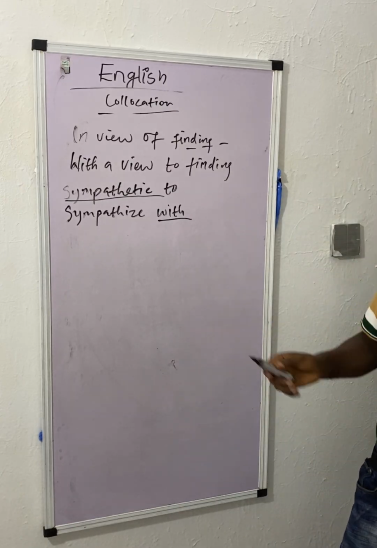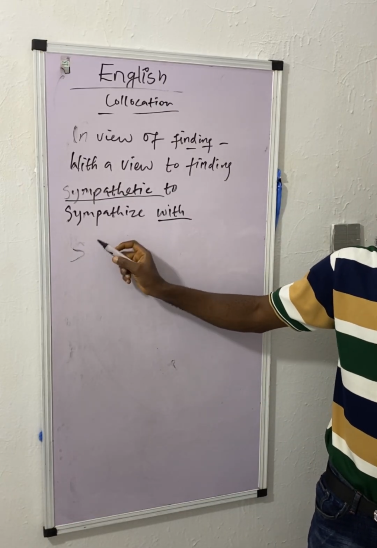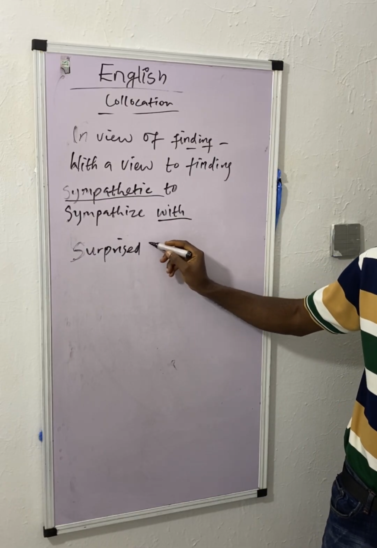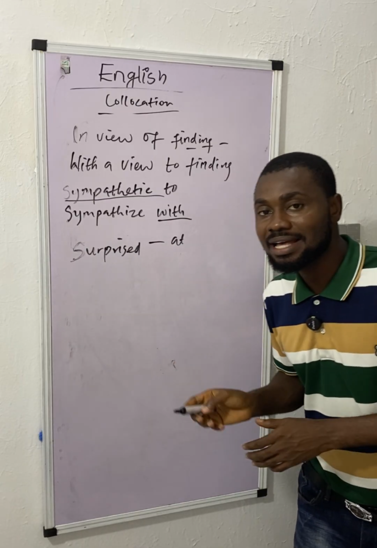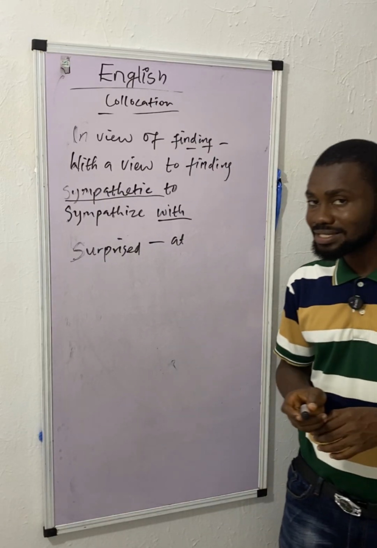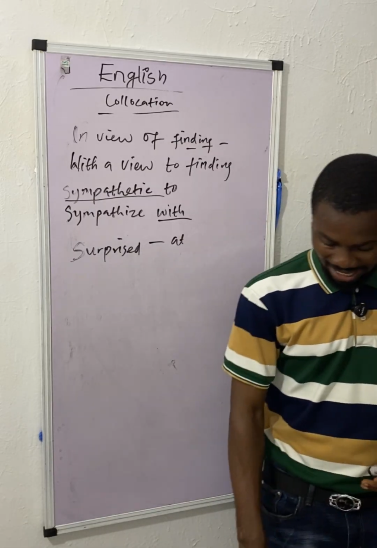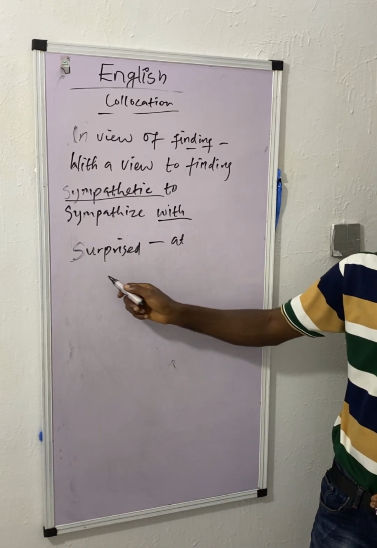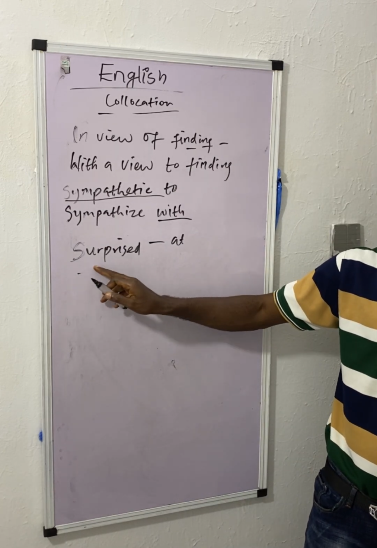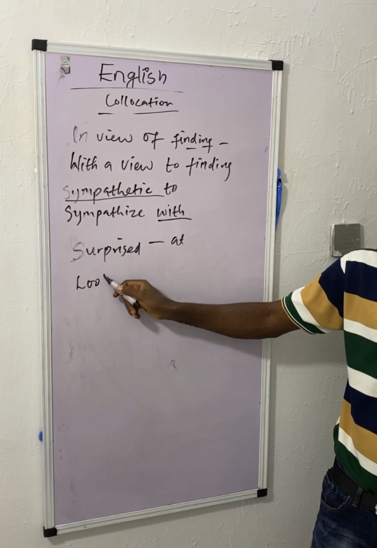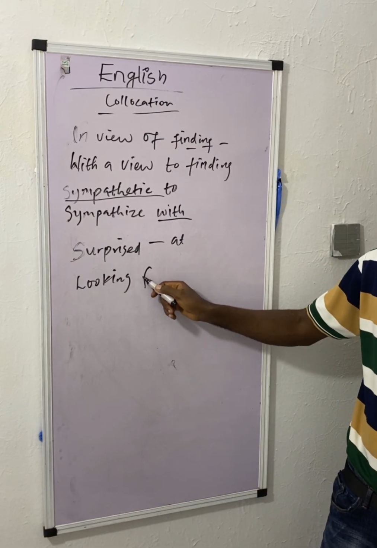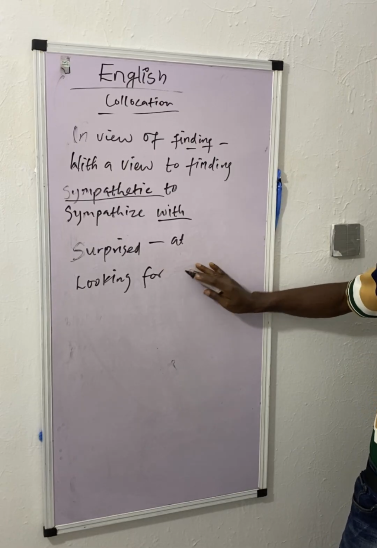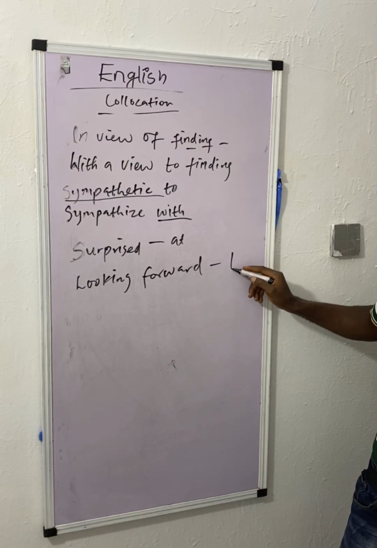Surprised at. Surprised collocates with at, not by. I am surprised at what you did. I am surprised at your action, not I am surprised by your action, nor I am surprised with your action. All those are wrong. Looking forward collocates with to.